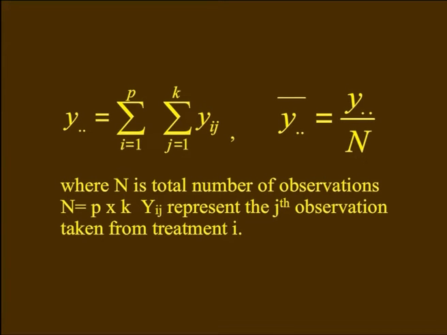Similarly, Y dot dot is the grand total, that is sum of all the observations given by double summation i is equal to 1 to p, j is equal to 1 to k Yij, and the corresponding average is Y bar dot dot, that is equal to Y dot dot by n, where n is the total number of observations. In this case, it is given by p into k, because there are p treatments and k groups. Yij represents the jth observation taken from the ith treatment.